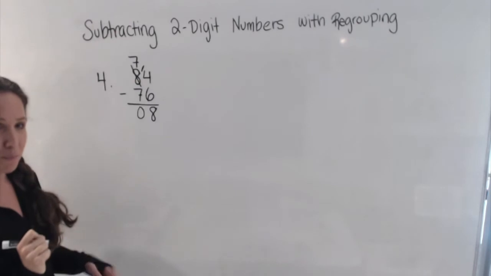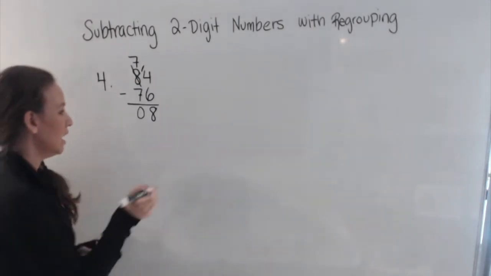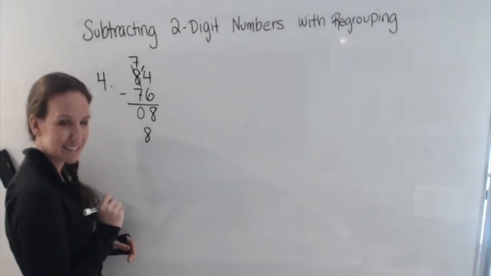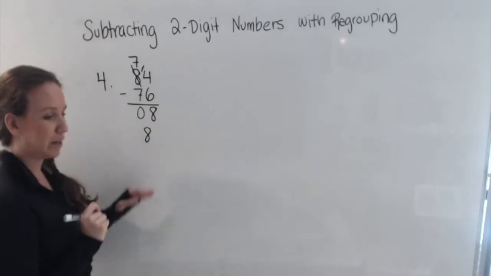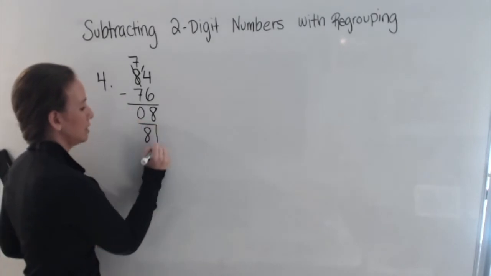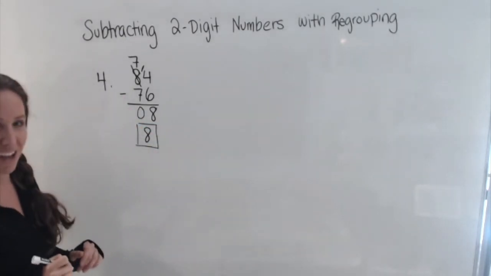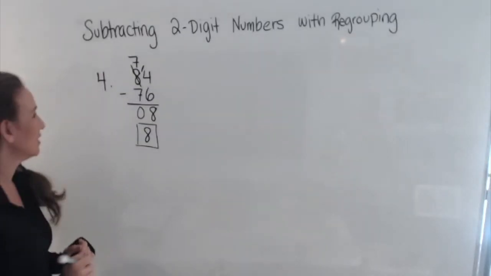But remember, if I have no 10s and 8 ones, I really just want to write my answer as just 8. Again, we don't really want to write that 0 in there. We're going to leave our answer as just 8. So I'm going to box that. How are you doing? I'm going to keep checking in, don't worry.